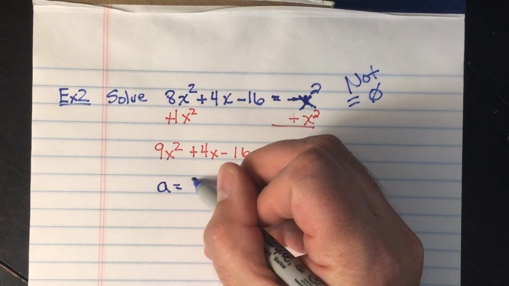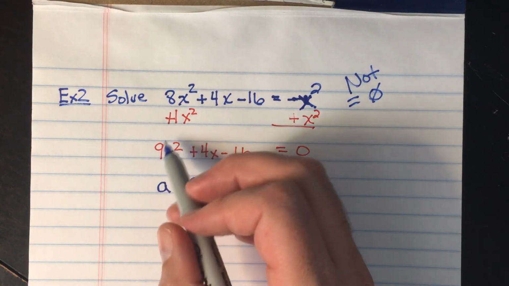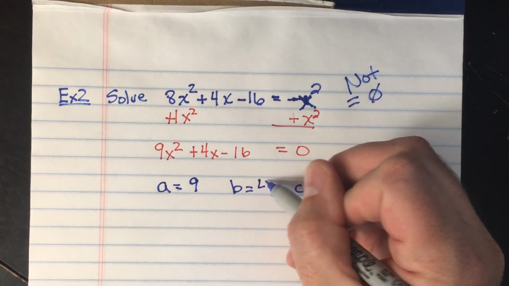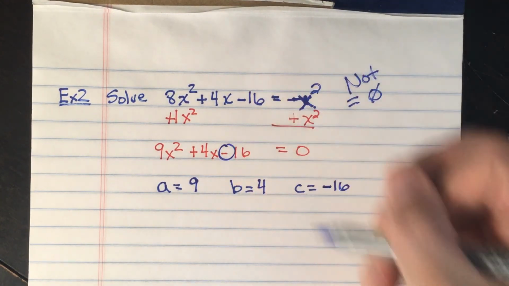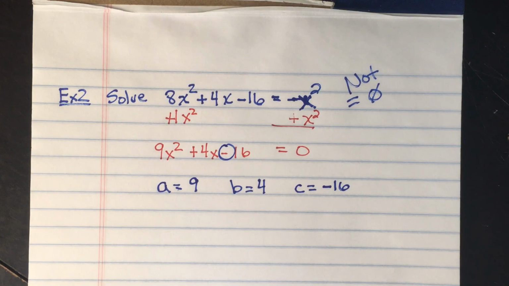A is 9. A is always the number in front of the x squared. B is a positive 4. And c is a -16. Just watch your signs. That's a -16, so our c value is going to be a -16.